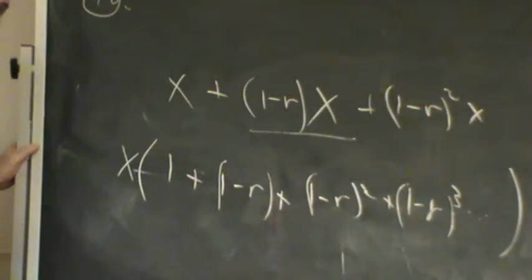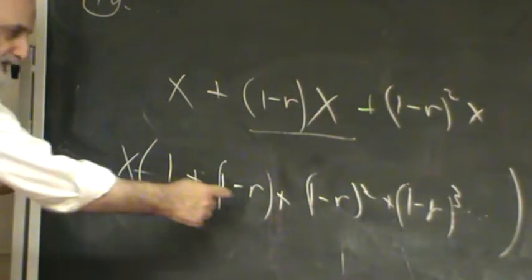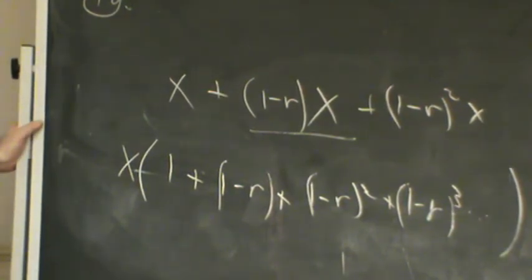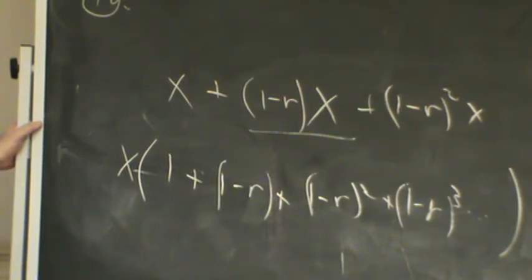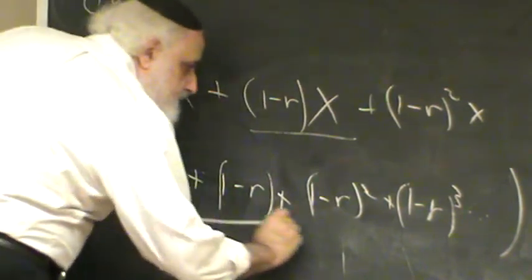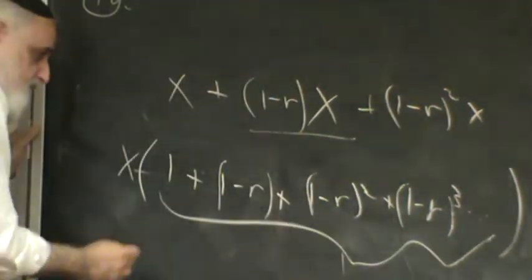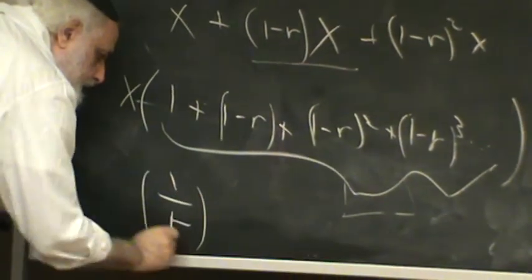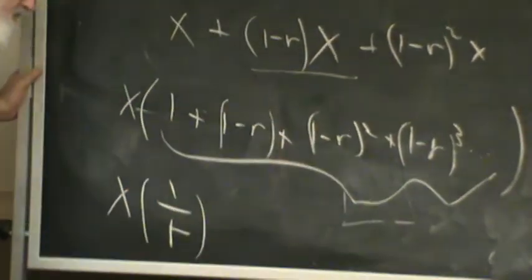This is also a converging series because these are percentages. They're getting smaller and smaller. In other words, that's 90%. 90% of 90% is 81%. 90% of that is 72%. It's getting smaller and smaller. This entire thing converges to 1 over R. That whole thing converges to 1 over R.